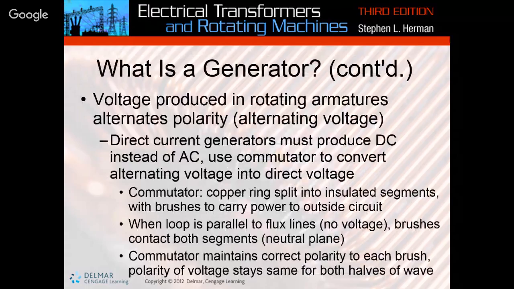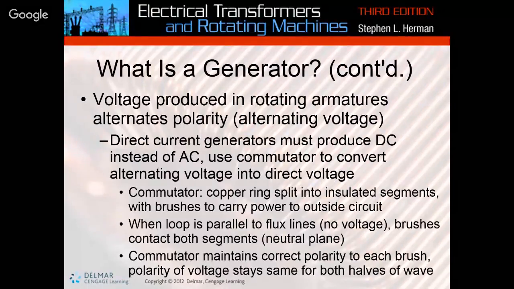All right. So what is a generator, continued? Voltage produced in a rotating armature alternates polarity. What we were hoping to have right there, if I could have got my tape to stick on there, was a nice sine wave to indicate that we are going from the positive side back down to the negative side as we cut through these lines of flux.